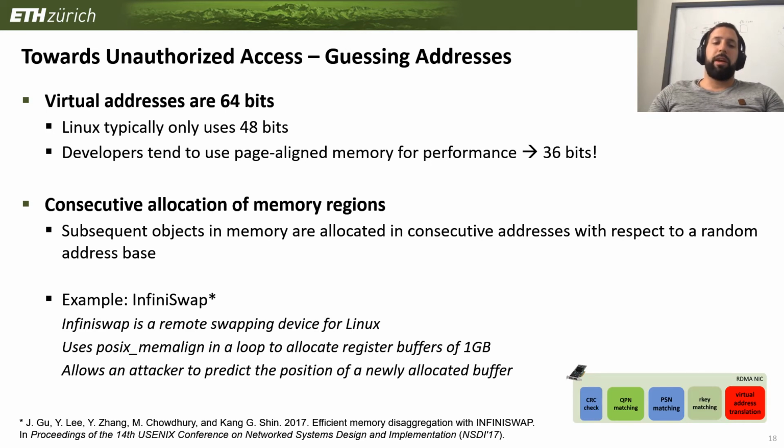One example is InfiniSwap. InfiniSwap is a remote swapping device for Linux, and it uses the posix_memalign call in a loop to allocate buffers of 1 gigabyte. So if you're an attacker, it's very easy to predict the position of these newly allocated buffers compared to our buffer.